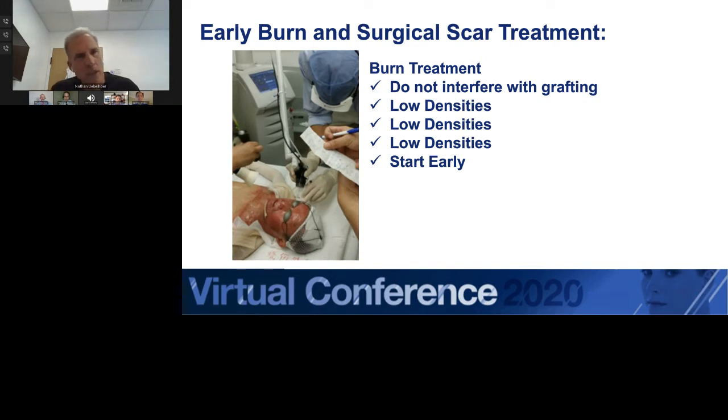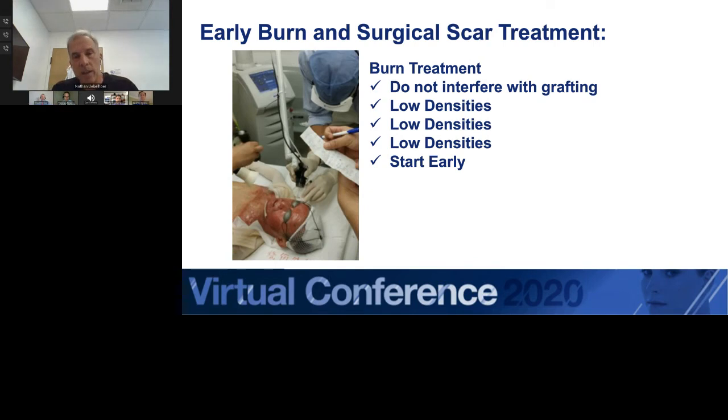And then number 2, low density. And again, low density. Why do I say that? Because I've seen so many people try with higher densities, especially in the early treatment, and then get into trouble. Now, I'm sure there's times when it is beneficial to vary from these settings.